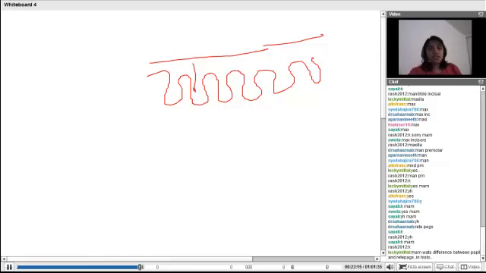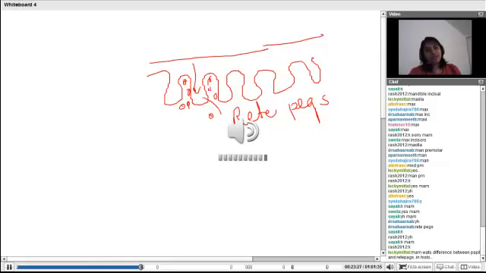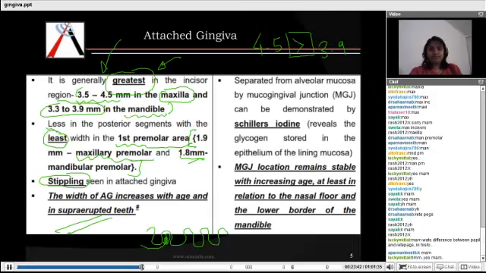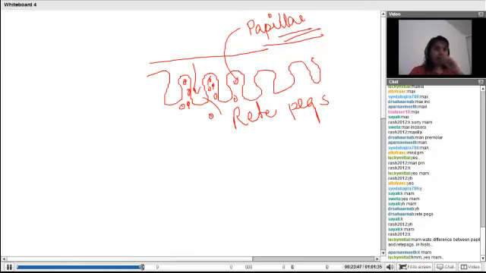These projections of the epithelium downwards are called rete pegs. Now these rete pegs have these connective tissue papillae going inside. These are called connective tissue papillae. Get the point? Now I was talking about width of attached gingiva increasing with age.